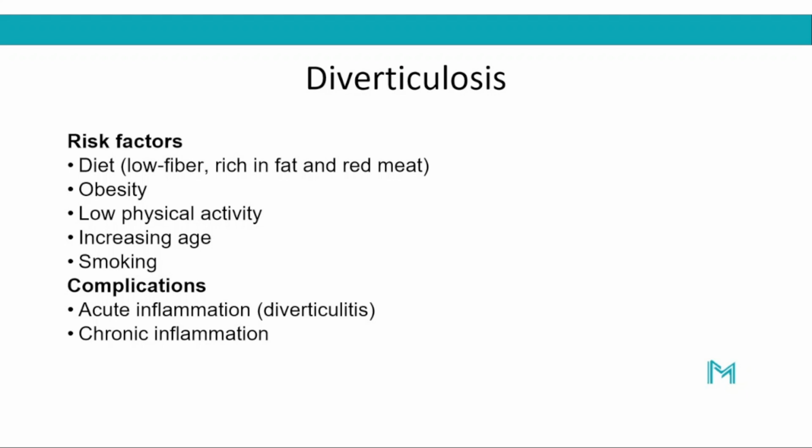Increasing age will lead to weakening of connective tissues, and smoking generally can also cause weakening of the connective tissue of the intestinal wall. Then you have other risk factors such as genetic conditions that cause weakening of connective tissues. So you're looking at Marfan syndrome, and you have Ehlers-Danlos syndrome, which is one of those conditions. And so these are some of the risk factors that can predispose you to developing diverticular disease.